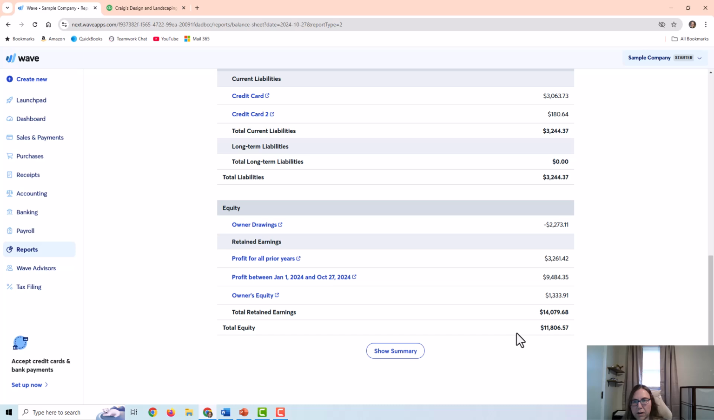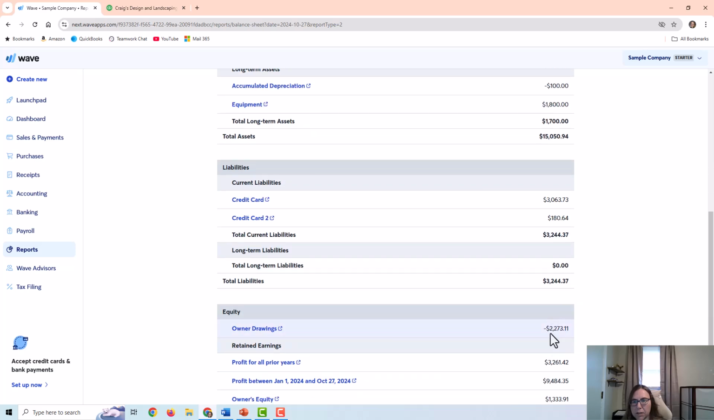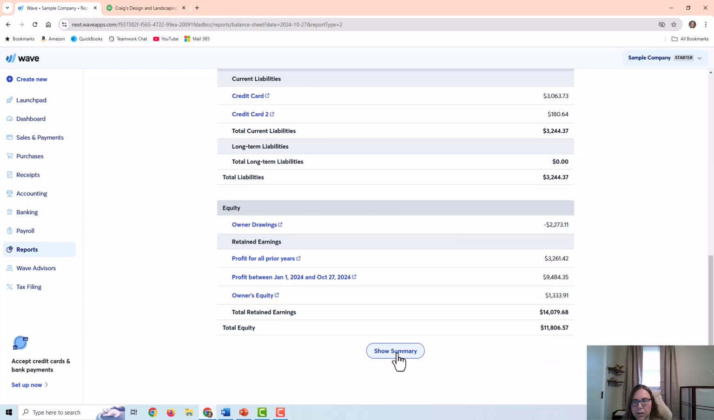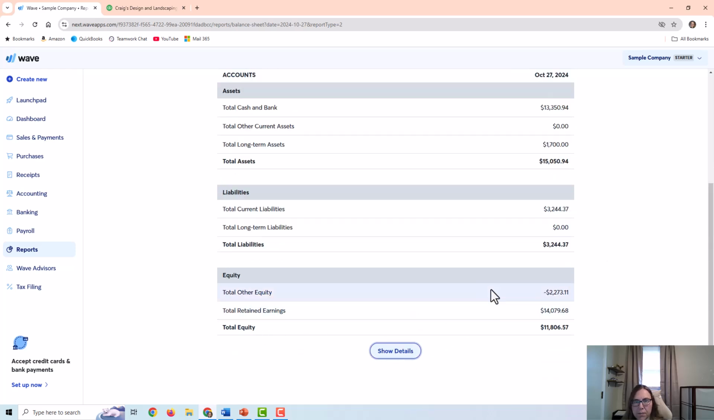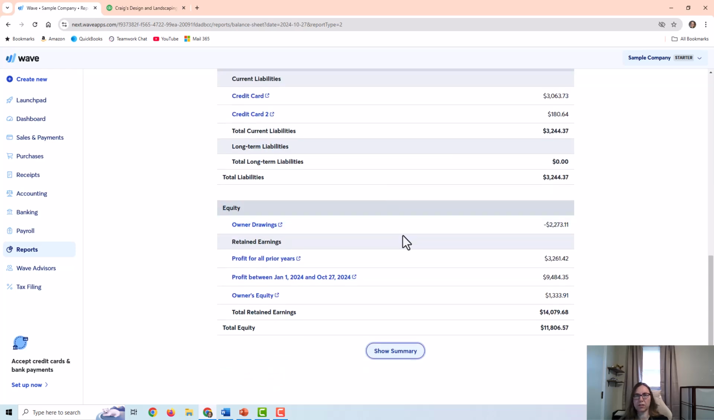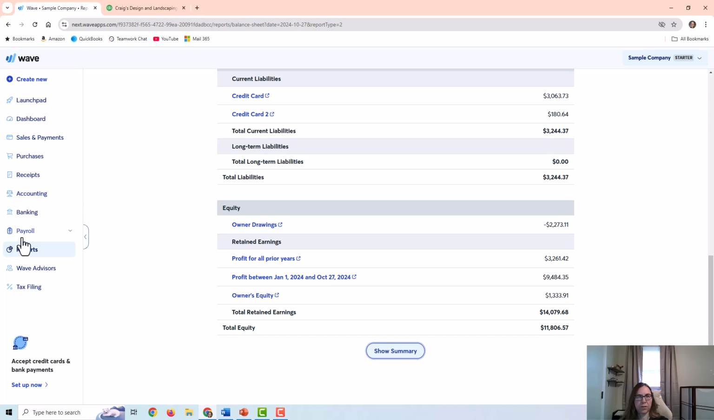And then down here you've got total equity. If you were to add that to total liabilities right here, it should match your total assets. I'm just going to click on show summary. So you can see that Wave doesn't have a separate line here that says total liabilities and equity to verify or confirm that it matches total assets. But as you can see, this definitely looks different than the lesson that I showed you. Okay, so that's what it might look like.